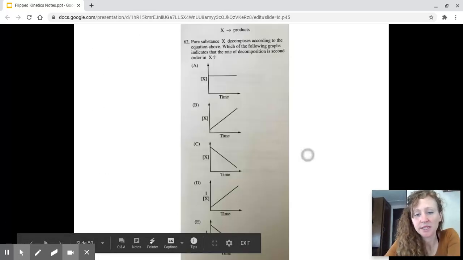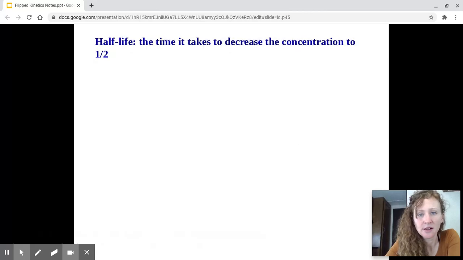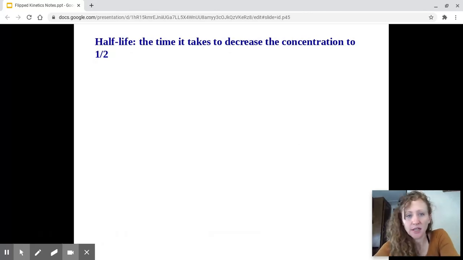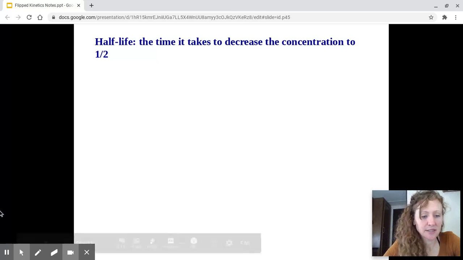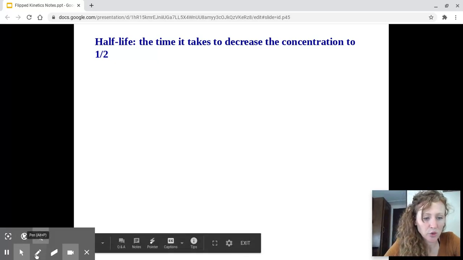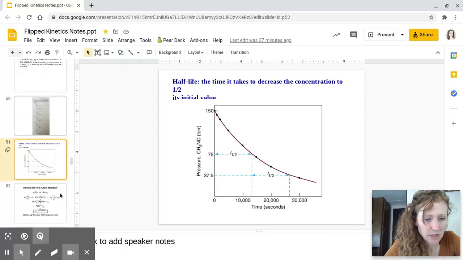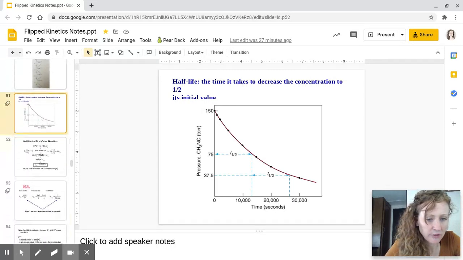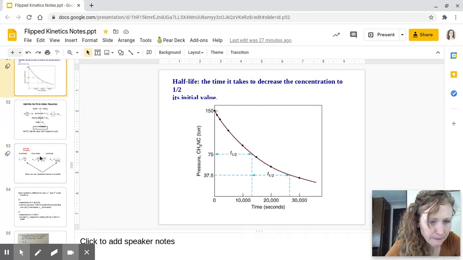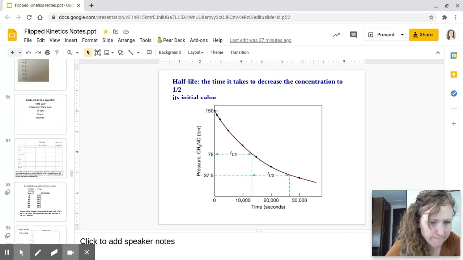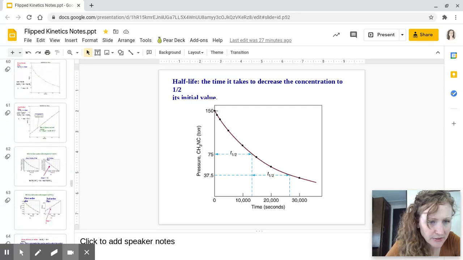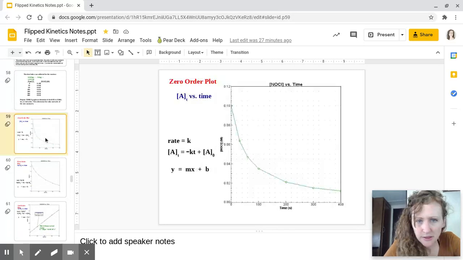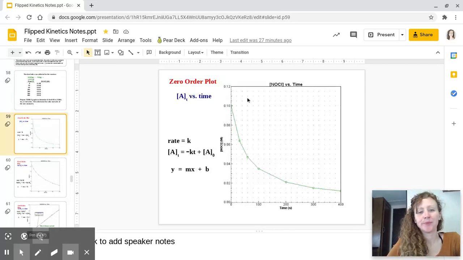Okay, we'll do this together. And actually, I don't want to do half-life yet. I want to talk through the other forms of the rate law. Do we not have a slide on this? Aha, here we go. Okay.